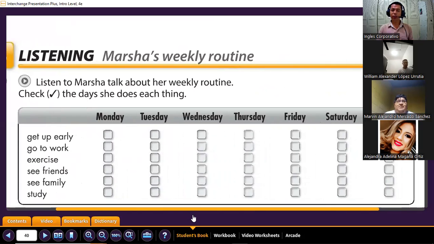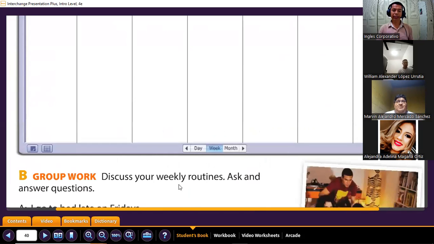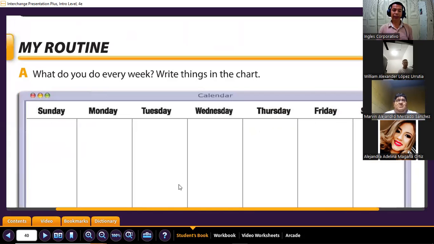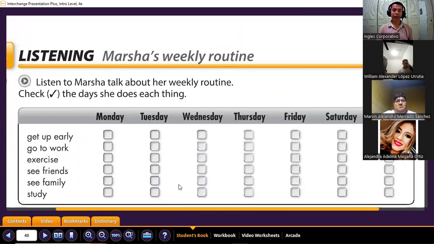No sé si este ejercicio ya lo hicimos, que me parece agendado aquí. Ayúdeme, por favor, Luis. Las actividades que hace Marsha, que trabajaba y iba a ver a los papás, a la familia. Sí, yo me recuerdo que lo hicimos. Sí, lo hicimos. Ah, ok, good. Entonces saltémonos este porque si ya lo hicimos, no hay problema. Ok, now. Page 64. Vámonos a la página 64.